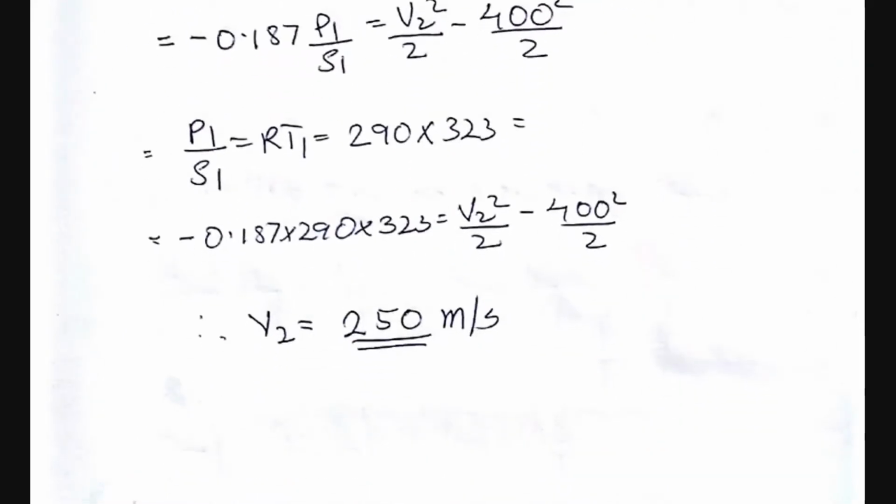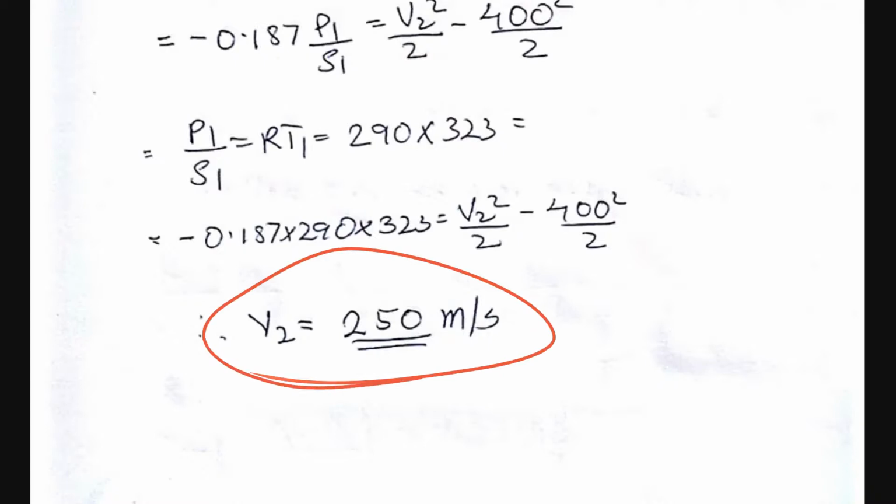So in this, if we bring this value over here, and then if we calculate the value of V2, we get the value of V2 to be equal to 250 meters per second. So we have solved this question. So we will just quickly go through this question.